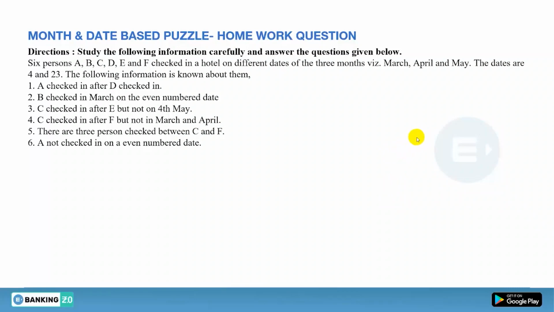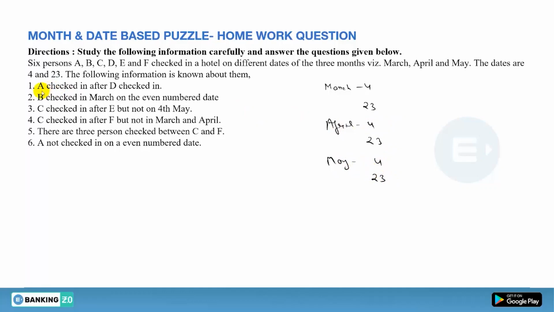This was the puzzle that we gave you for homework in the month and date based puzzle. So let's see how to make it. Six persons, A to F, checked in a hotel on different dates of 3 months: March, April and May. The dates are 4 and 23. I told you how to solve such a puzzle. First of all, arrange the dates and months as they appear in the calendar. So first it will be March 4 and 23, then April 4 and 23, then May 4 and 23. This will be the format.